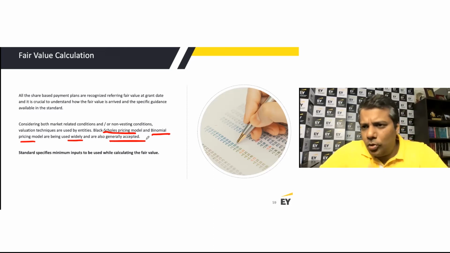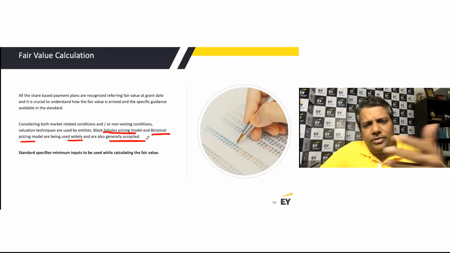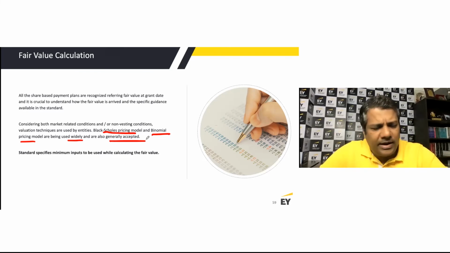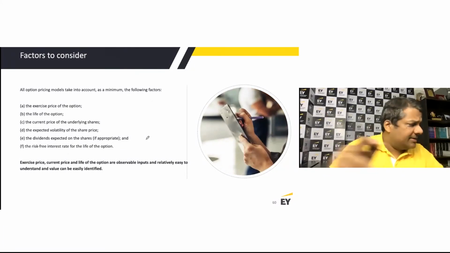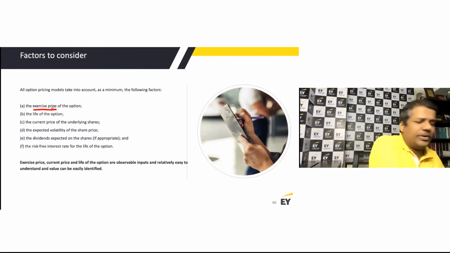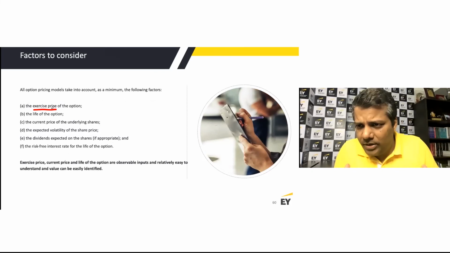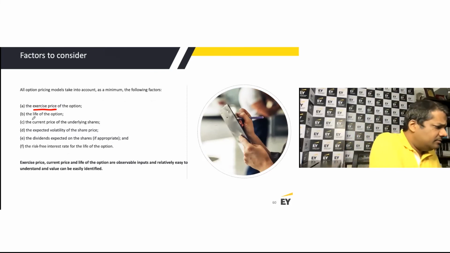Perspective. So if you want to learn more about this, you can find these models available on Google and all of that. So what are the minimum inputs which need to go in? The exercise price of the option: at what price I, as an employee, need to pay to exercise. What is the life of the option? What is the current price?